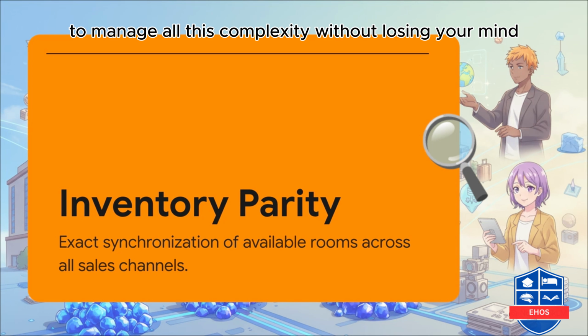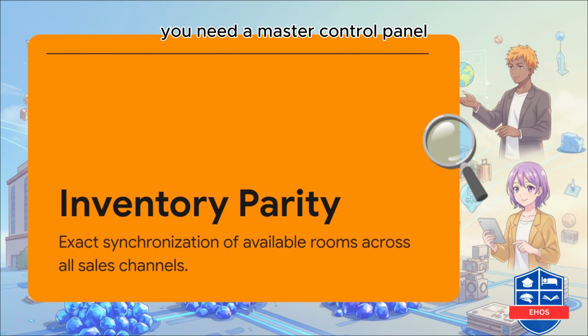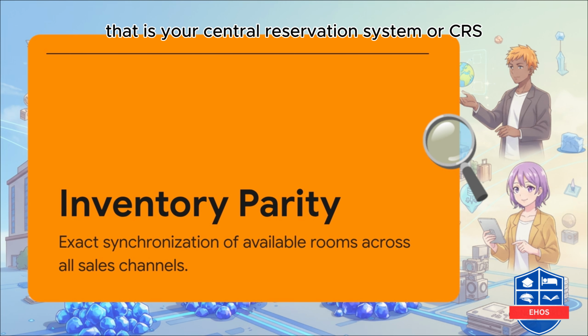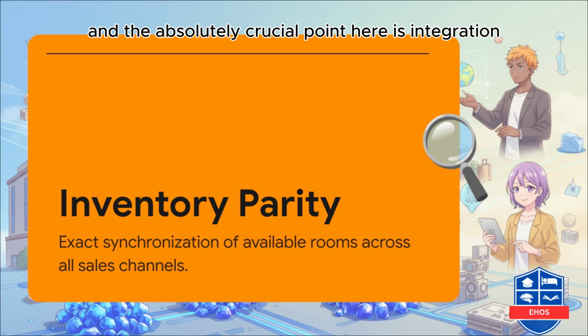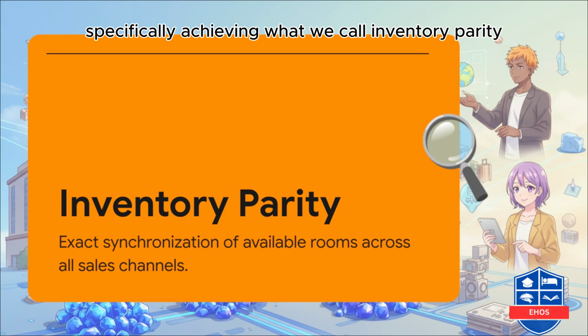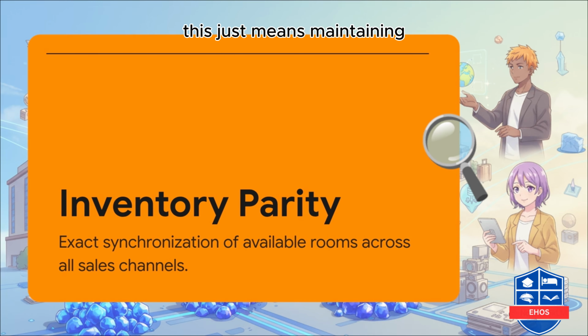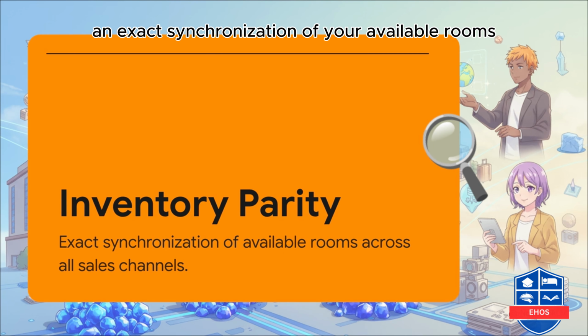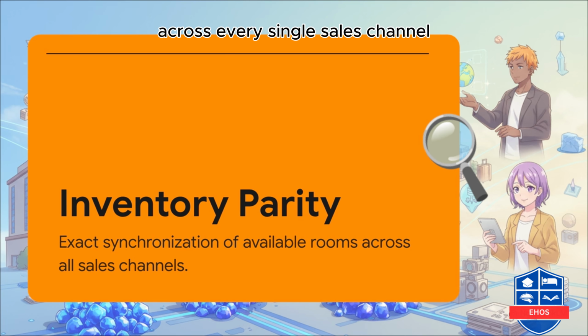Which brings us to Section 5, Achieving Total Inventory Parity, the master integration. To manage all this complexity without losing your mind, you need a master control panel. That is your central reservation system, or CRS. And the absolutely crucial point here is integration, specifically achieving what we call inventory parity. This just means maintaining an exact synchronization of your available rooms across every single sales channel.